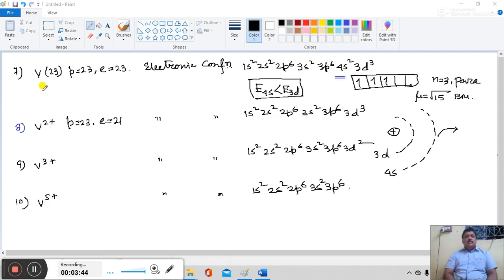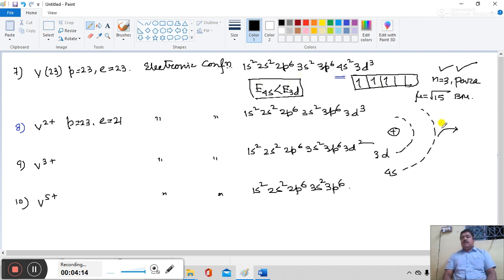Next example is vanadium having atomic number 23. Its electronic configuration is 1s2 2s2 2p6, 3s2 3p6, 4s2 3d3. Here the 3d subshell has 3 unpaired electrons, so it is paramagnetic in nature, and its mu value is root over 15 BM. Now the energy of the 4s subshell is less, so the electron comes first to the 4s subshell, then the 3d subshell.